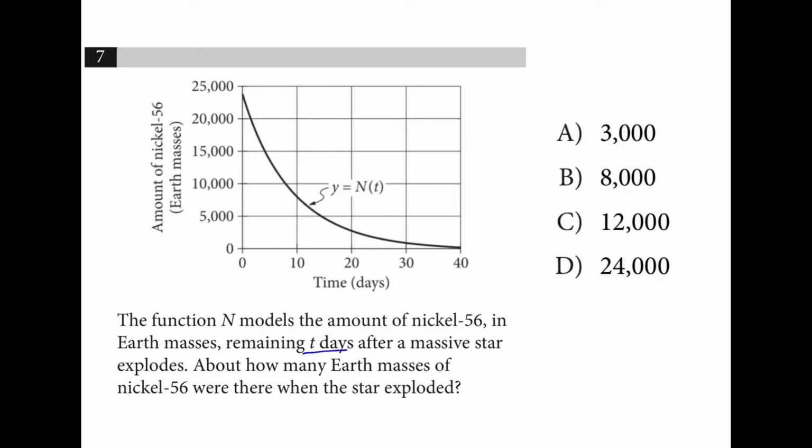The x-axis is t days after a star explodes. So they want to know how many masses, Earth masses of nickel-56 were there when it exploded. In other words, 0 days after. And that appears to be above 20,000, below 25,000. I'll pick 24,000.